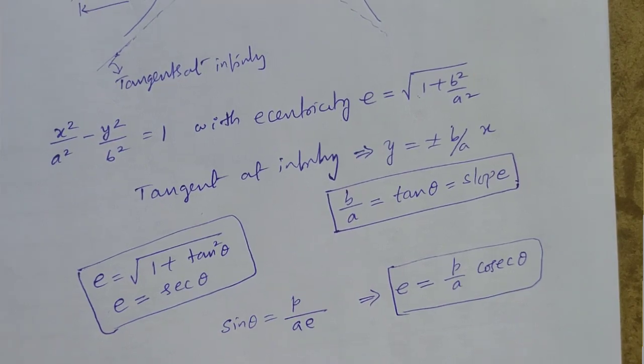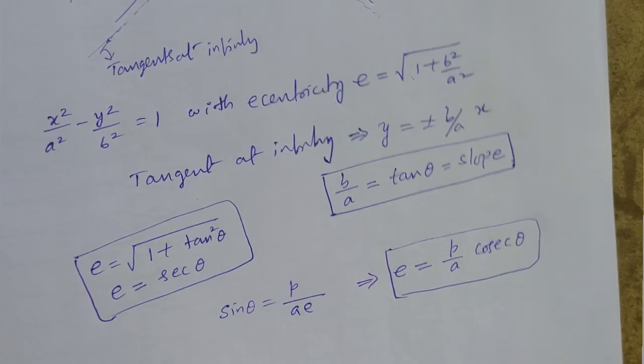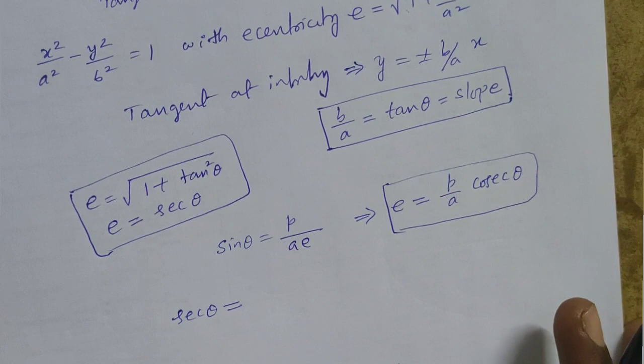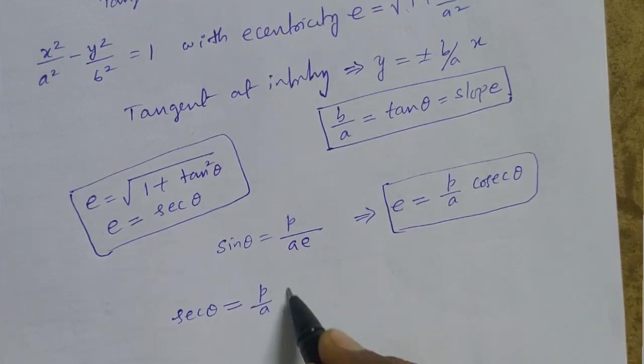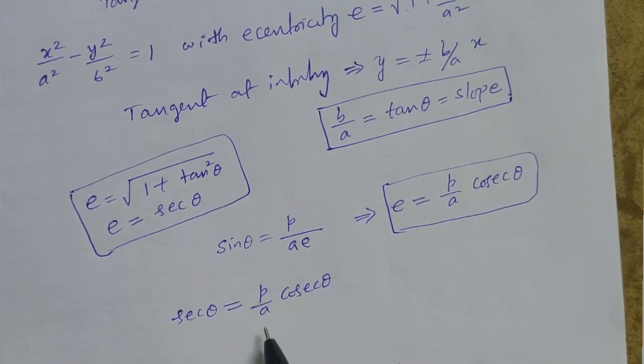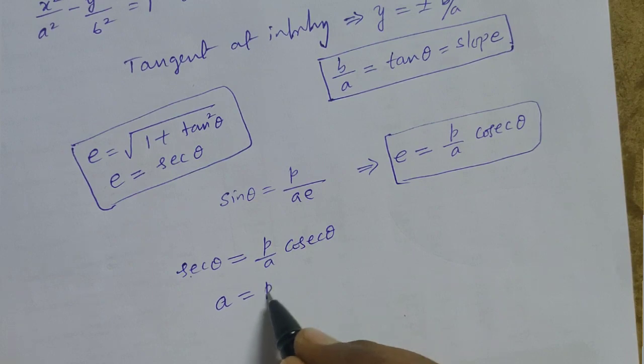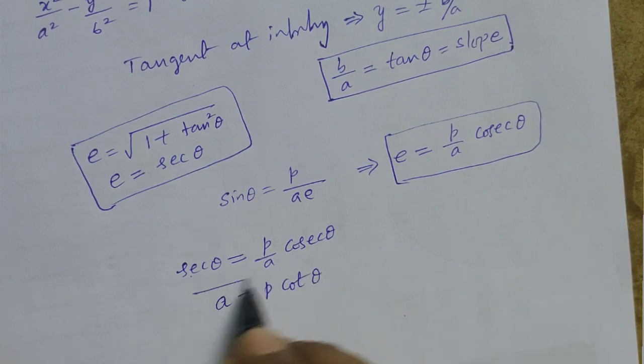Already here E value is there, here also E value is there. From both the E values I can conclude sec theta is equal to p by A into cosec theta. So A will be equal to p times cos theta by sin theta, that is p multiplied by cot theta.